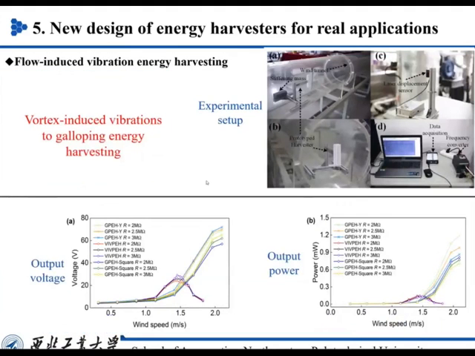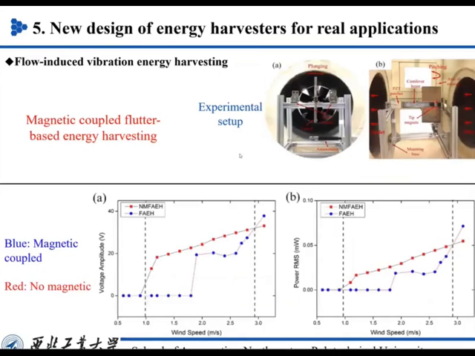So this is the result. With this design, we can easily translate the vortex-induced vibration into galloping and flexibly harvest the energy. This is in experiments. And this is magnetic coupled flutter-based energy harvesting.